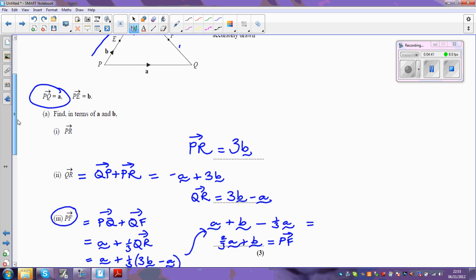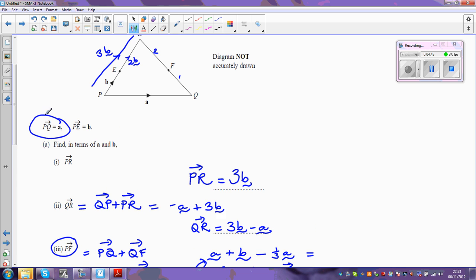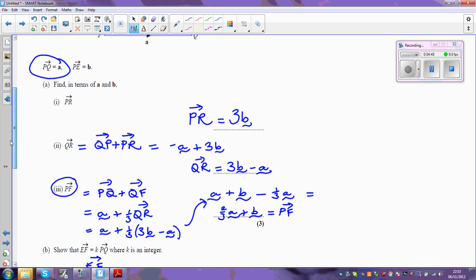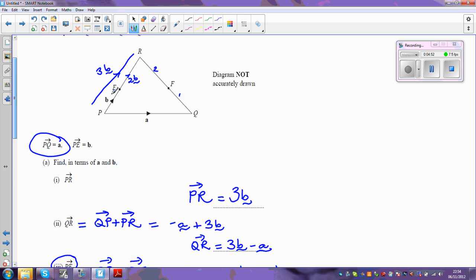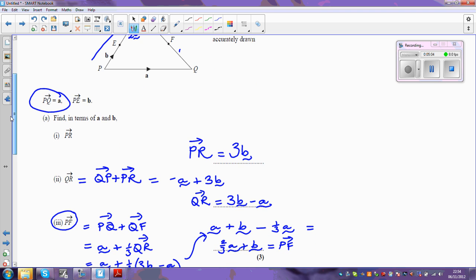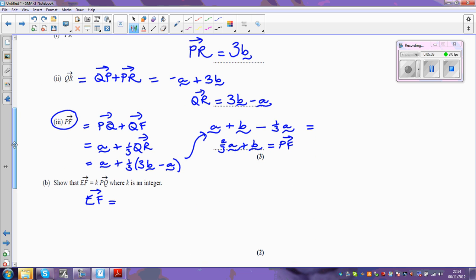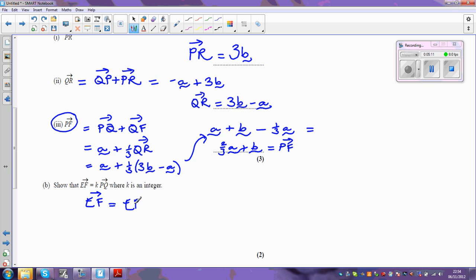So let's have a look. If I can do EF, okay, well EF, sorry, what is it I'm trying to find? EF. Well, EF, if I do EP and then PF, so EP plus PF, just because I've already found PF, then I can use something that I've just found before. Okay, so I'm going to write EF as EP plus PF. So EF is the same as EP plus PF. Okay, so let's see what that comes out as.